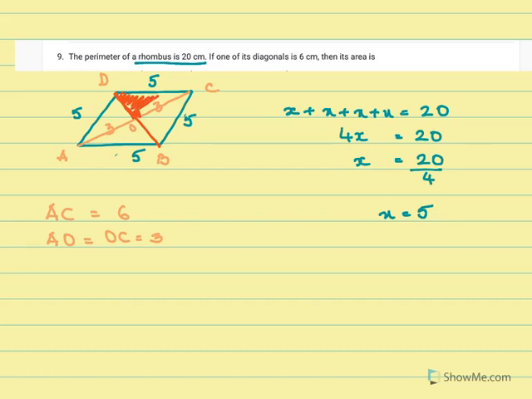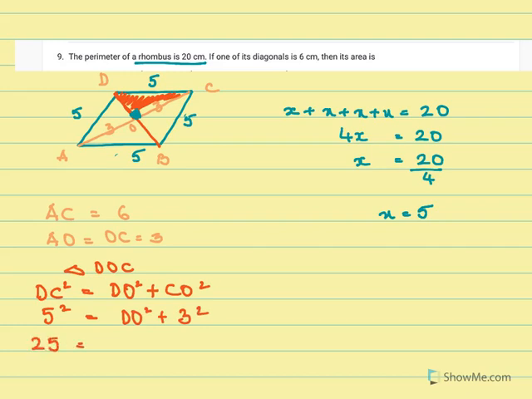So we will use Pythagoras theorem in this triangle. In the triangle DOC, we know this angle is 90. If this angle is 90, that means our DC becomes our hypotenuse. So DC square equals DO square plus CO square. That is 5 square equals DO square plus 3 square. So 25 equals DO square plus 9. 25 minus 9 equals DO square. So we have DO square equals 16, DO equals 4.